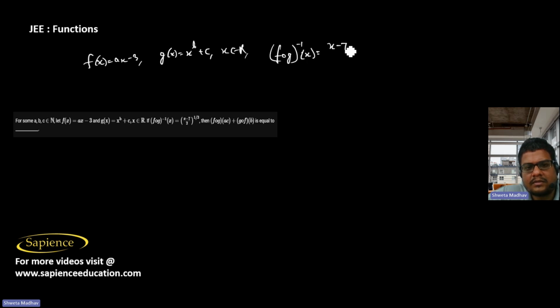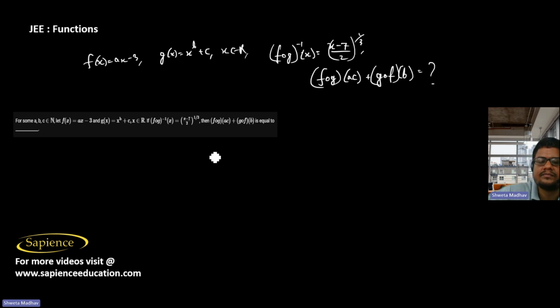Then here it is told, let for some a, b, c belonging to N, let f of x equal to ax minus 3 and g of x equal to x power b plus c, x belongs to R, and if f of g inverse of x is equal to x minus 7 by 2 power 1 by 3, then f of g of ac plus g of f of b is equal to how much? So here f of x is ax minus 3.